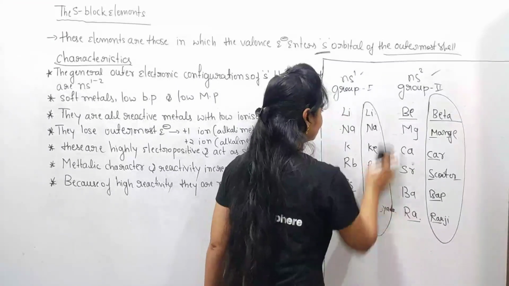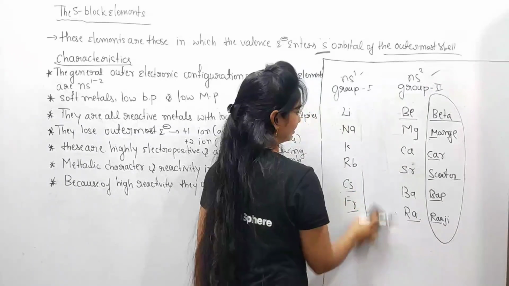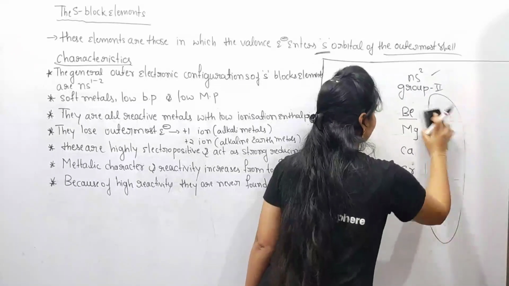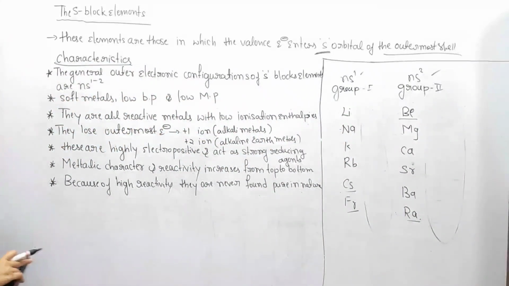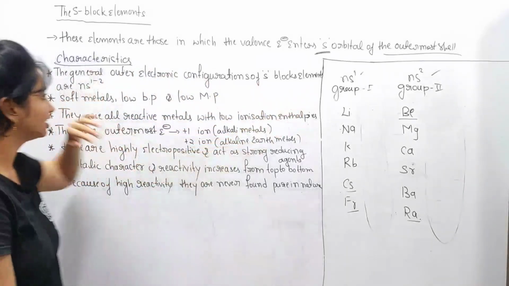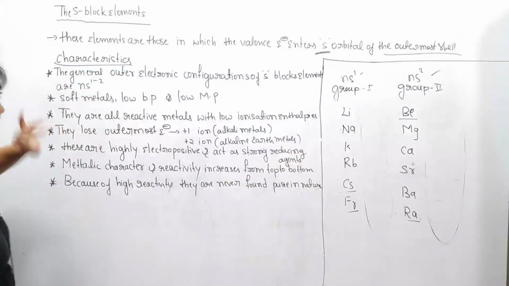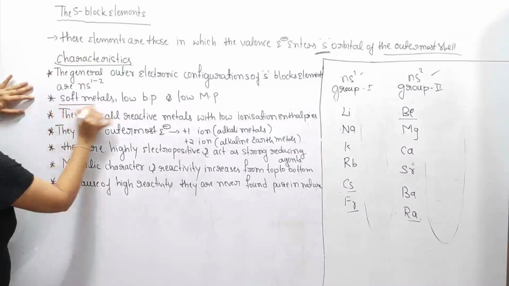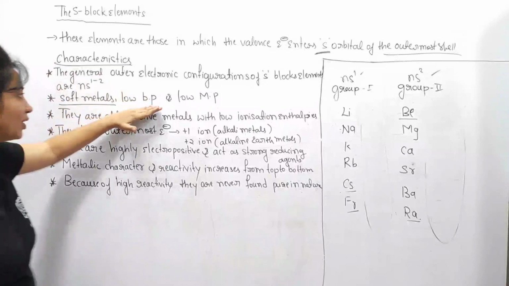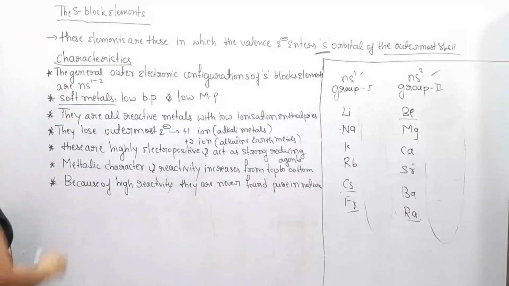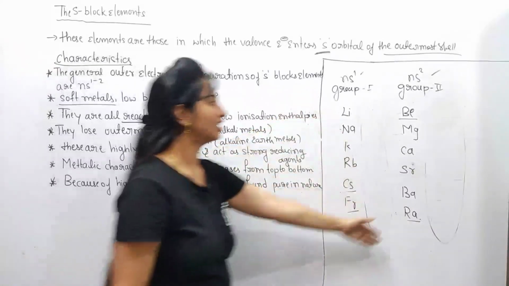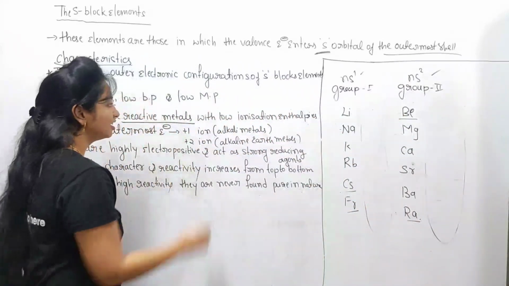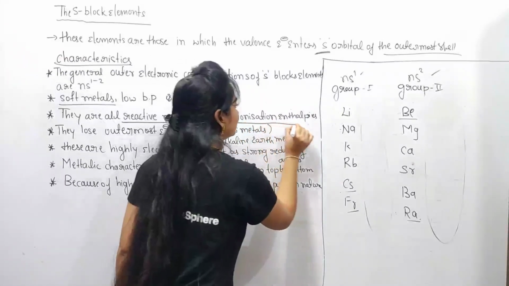Just note it down. And next, we will go to the characteristics of S block elements. Already you know that the general outer electronic configuration of these elements is ns1 and ns2, and these S block elements are soft metals having low boiling points and low melting points, and they are all reactive metals with low ionization enthalpies.